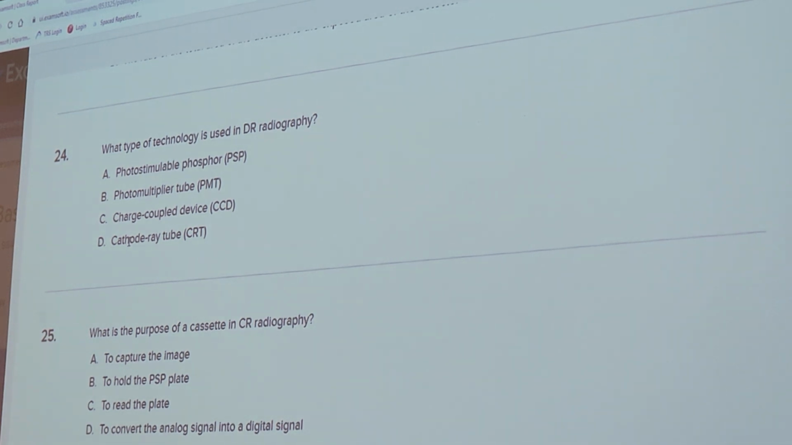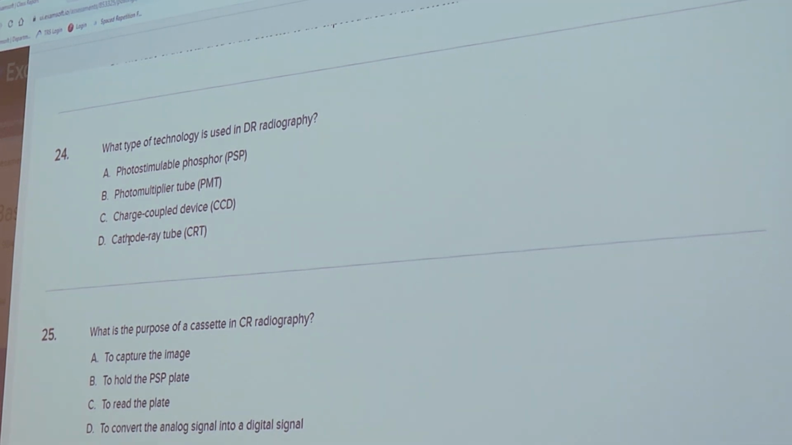Okay. Yes, Jay. So B on 24 isn't correct because we used to use that in CR. Photomultiplier tube is used in the CR reader. Photo timers also use the photomultiplier tube, but that's in your AEC. So you will see photomultiplier tubes in 2 places. AEC, which is the really old style, and then your CR reader, which is your photo detector.